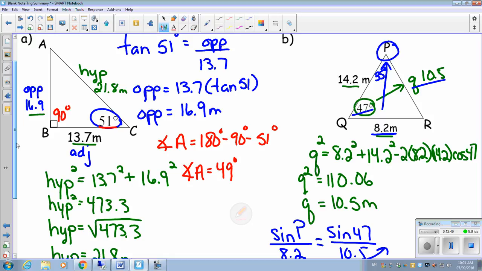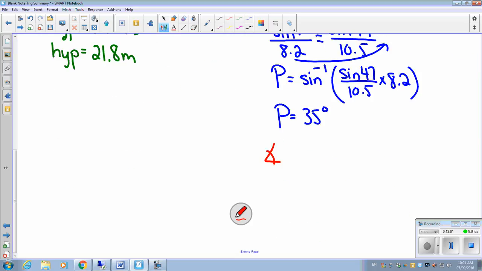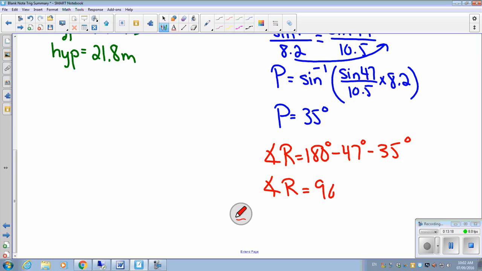To find the last angle, R, I'm going to use my angle sum and subtract both angles from 180. So 35 and 47. Angle R equals 180 minus 47 minus 35, and I'm going to get 98 degrees. So I calculated all the angles and all the sides by deciding what trig to use based on the kind of triangle.